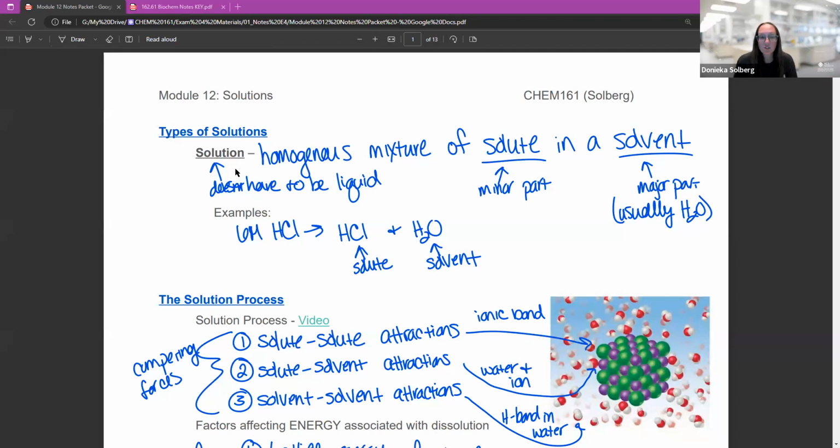A solution doesn't actually have to be liquid. There's other types of solutions. It's really just something dissolved in something else. Okay. Again, though, homogeneous mixture, so you're not going to be able to see the different parts.